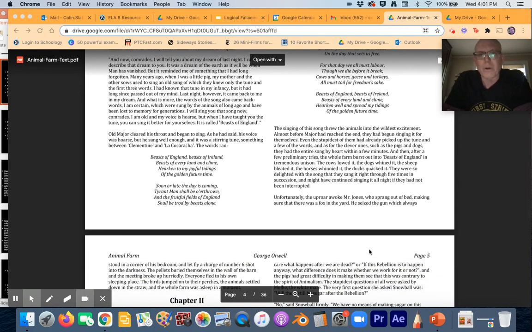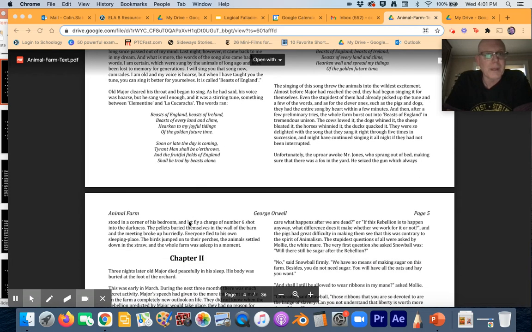Unfortunately, the uproar awoke Mr. Jones, who sprang out of bed, making sure that there was a fox in the yard. He seized the gun, which always stood in the corner of his bedroom, and let fly a charge of number 6 shot into the darkness. The pellets buried themselves in the wall of the barn, and the meeting broke up hurriedly. Everyone fled to his own sleeping place.